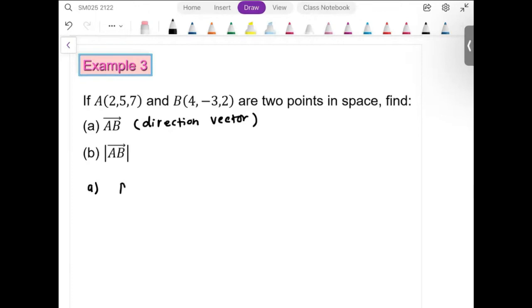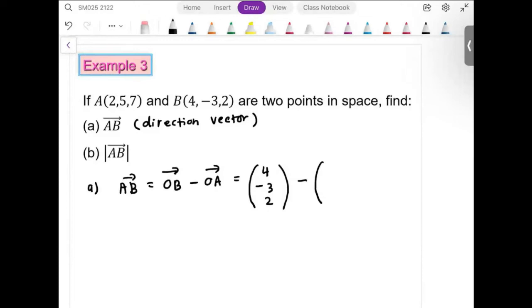Ingat syarat saya tadi. So mesti point belakang tolak point depan. So OB minus OA. Okay. So what is OB? OB, point B, we convert into vector. Sekarang dalam soalan itu coordinate. Kita nak kena convert dalam vector. So from the beginning just now saya kata saya prefer column vector for this process. So saya tulis dalam bentuk column 4, -3, 2. Minus with OA. So 2, 5, 7.